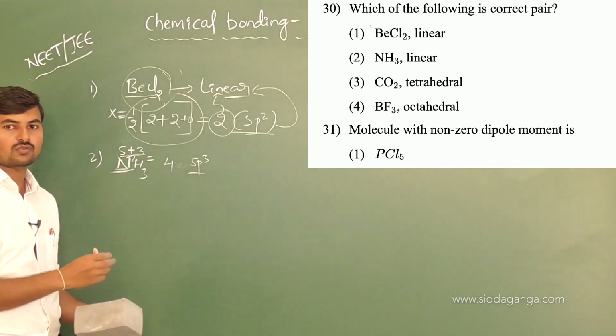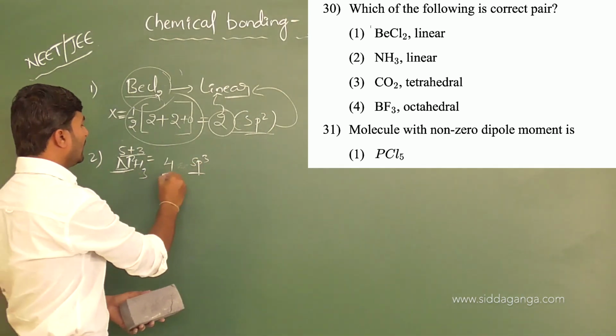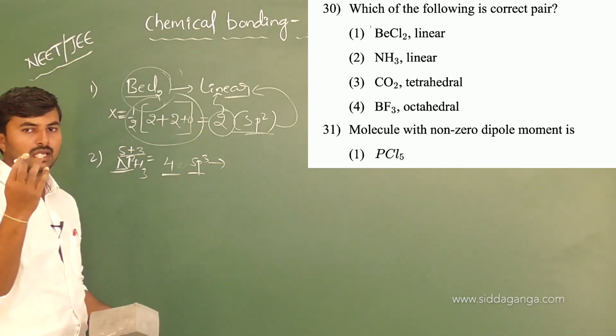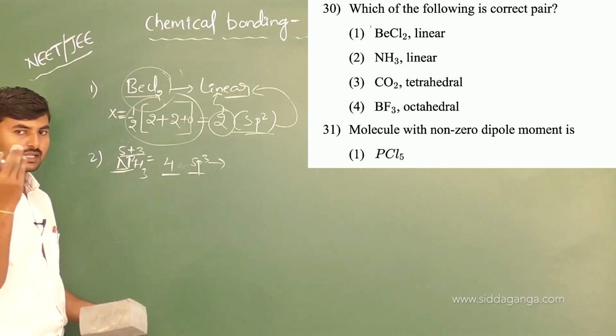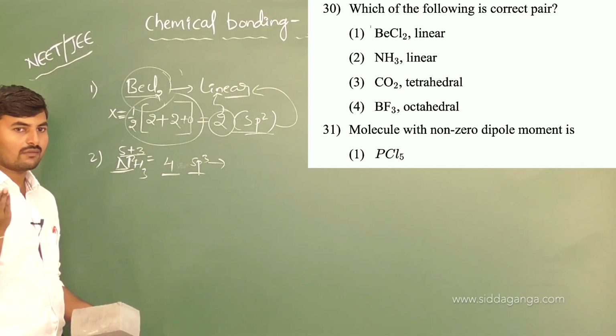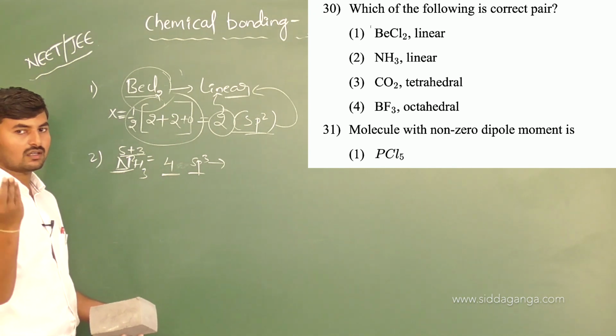If sp3 hybridization with a single lone pair is present, a pyramidal geometry should come, but they have given linear. That is wrong. Second one, carbon dioxide molecule, we already know it has sp hybridization followed by linear geometry, but they have given tetrahedral.